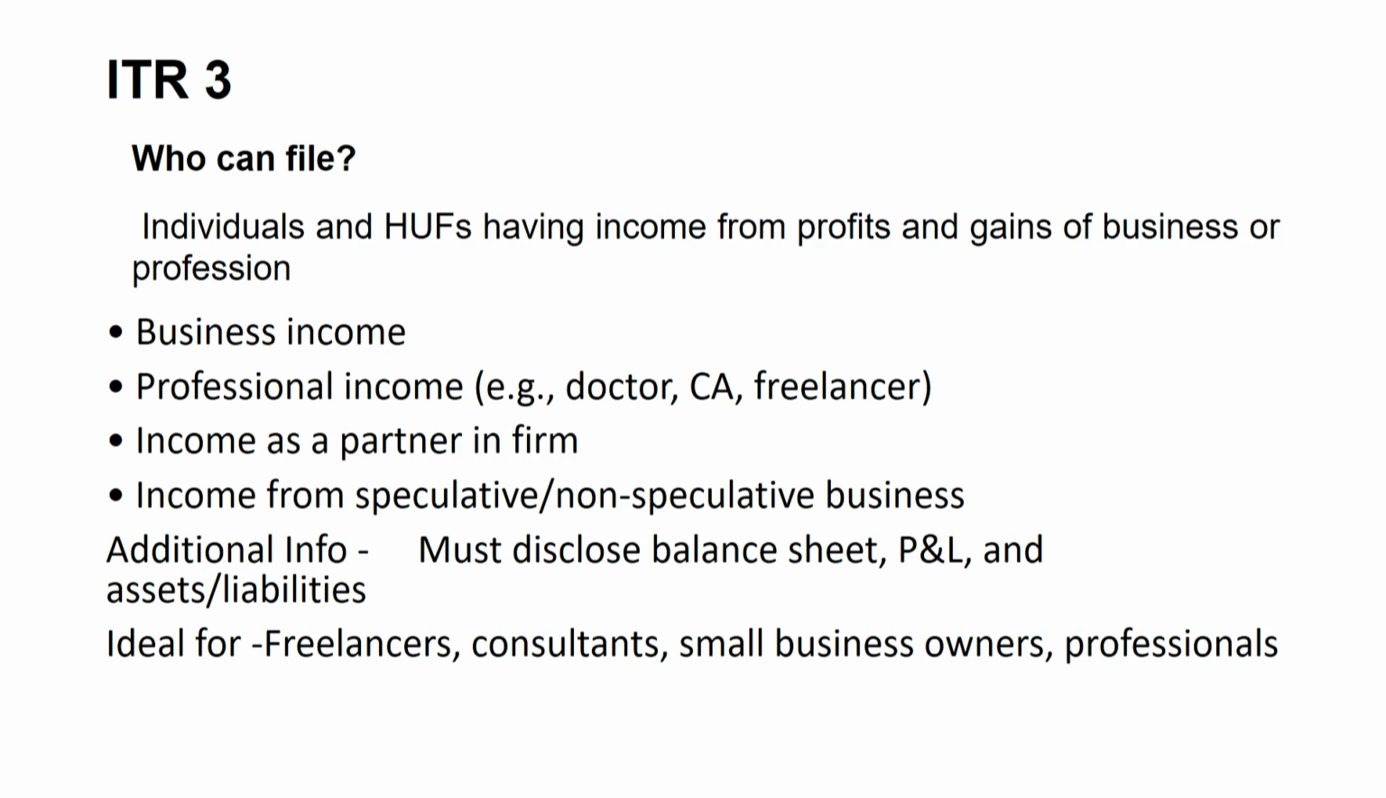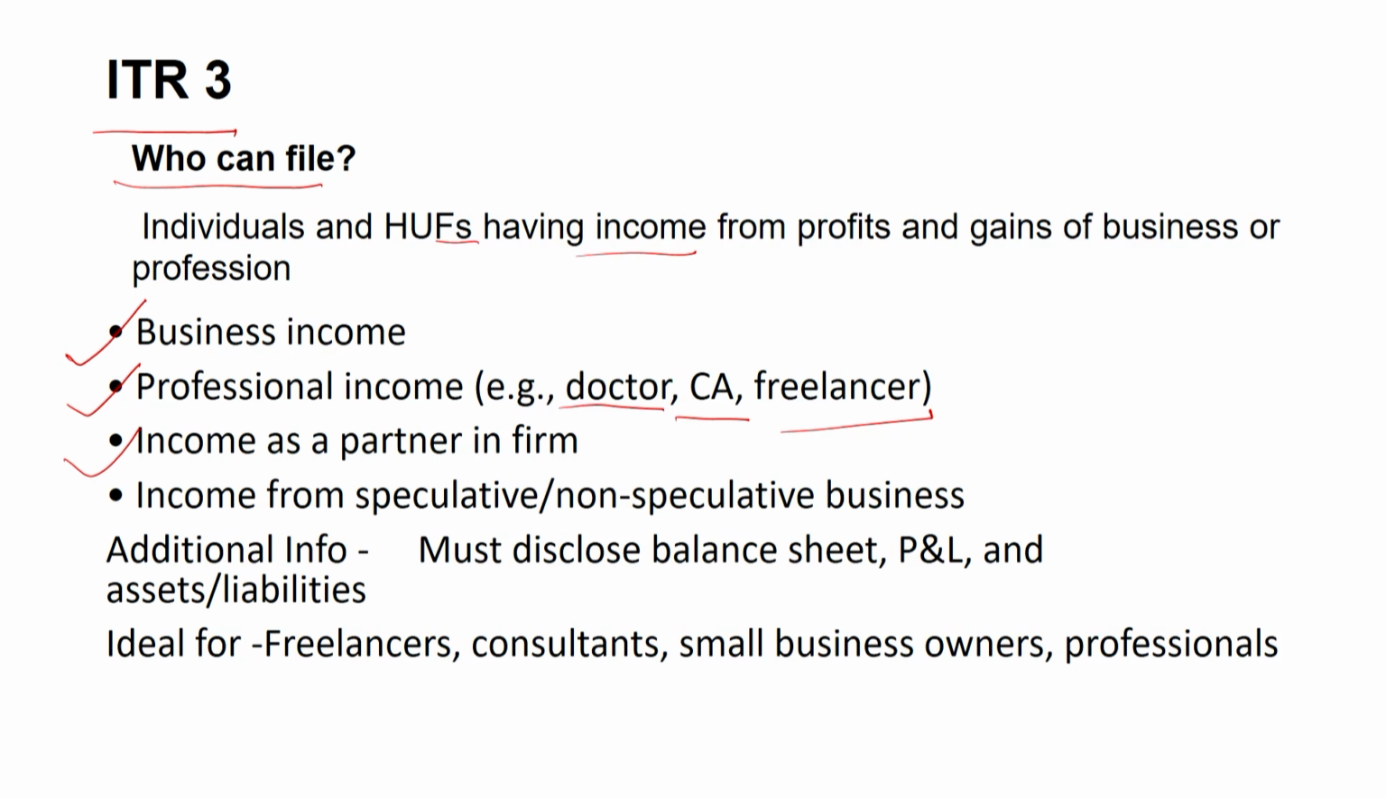Then comes the ITR3. Under ITR3, those individuals or HUF who are having income from profits and gains from business and profession can file their return with the help of the ITR3. So they may have income from business, may have professional income. For example, they may be practicing as a doctor or a CA or a freelancer. So if from all these sources they are having any income, they can file return under the ITR3.